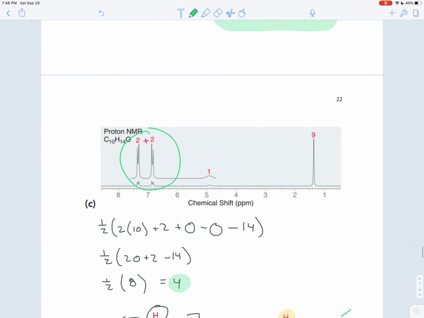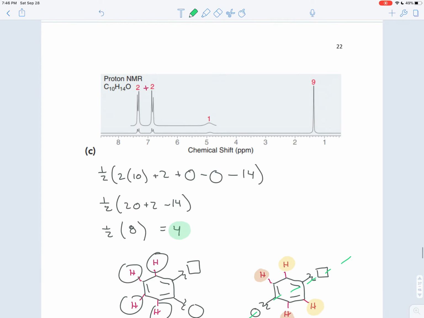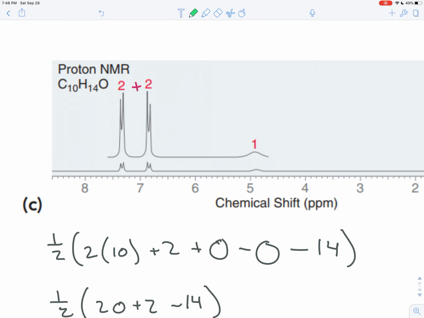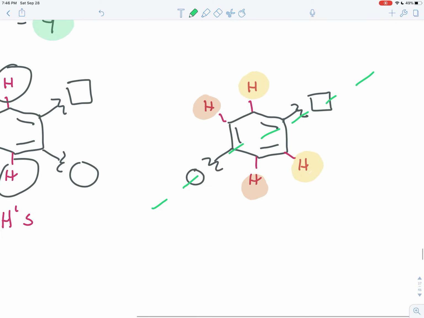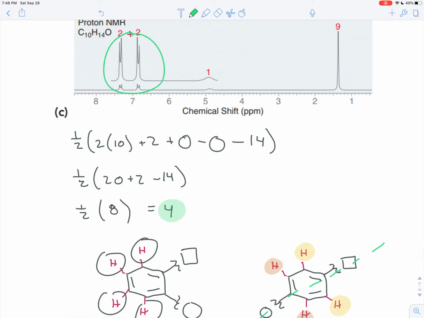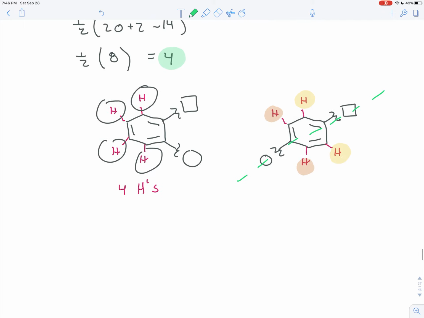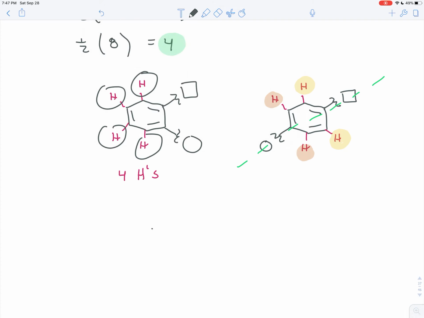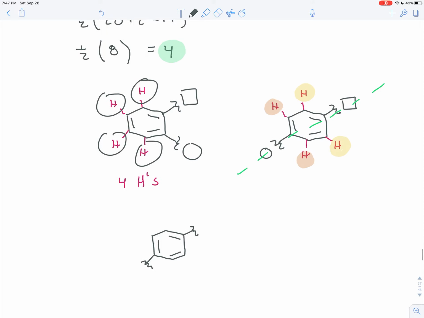So those are our two things. And notice both of these are doublets, and what that means is that there's only one hydrogen next door. If you look at this structure, this hydrogen, go to the carbon next door to it, it only has one hydrogen next door, so it'll split into a doublet. Likewise, this only has one hydrogen on the carbon next door, so that also splits into a doublet, and so that explains our two doublets. Okay, so we know one of our puzzle pieces is a benzene ring with branches on opposite sides.